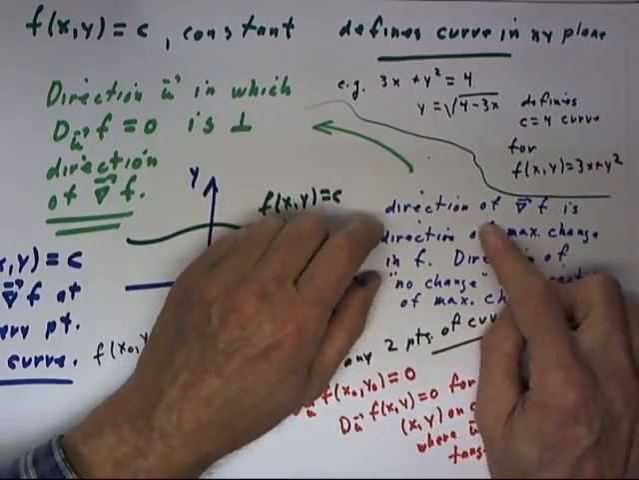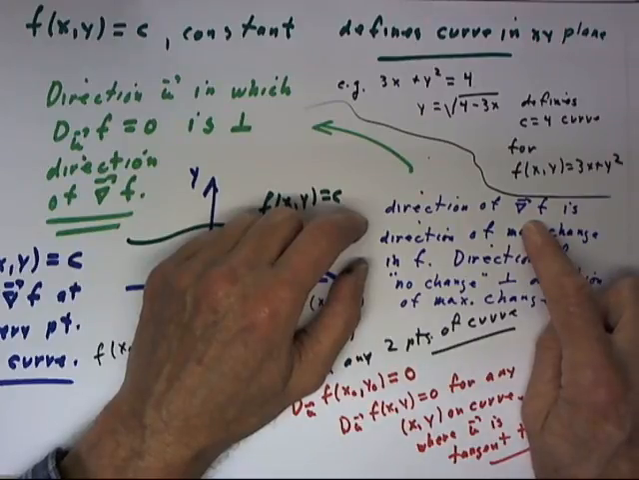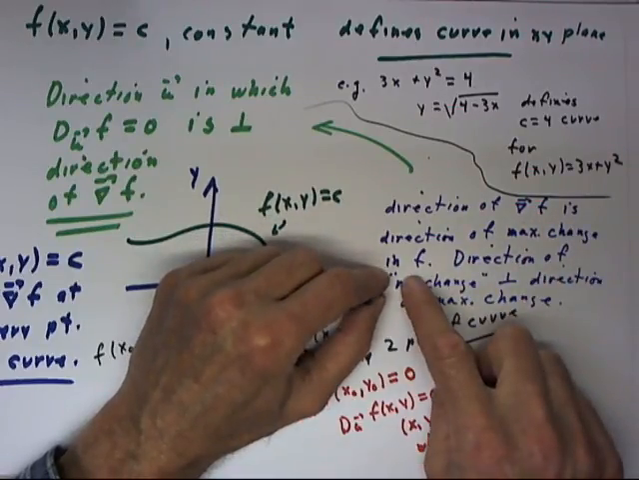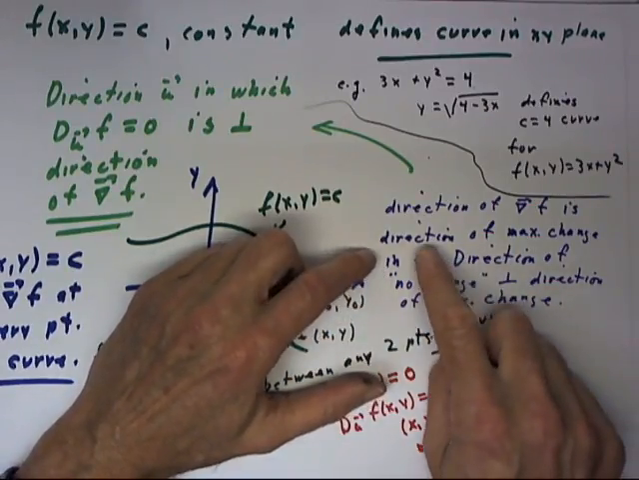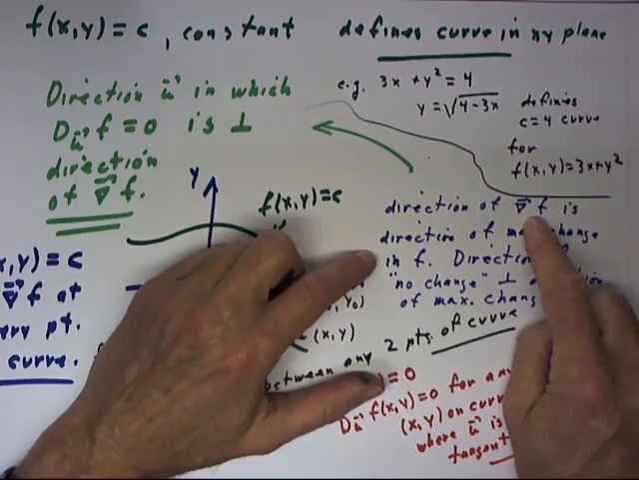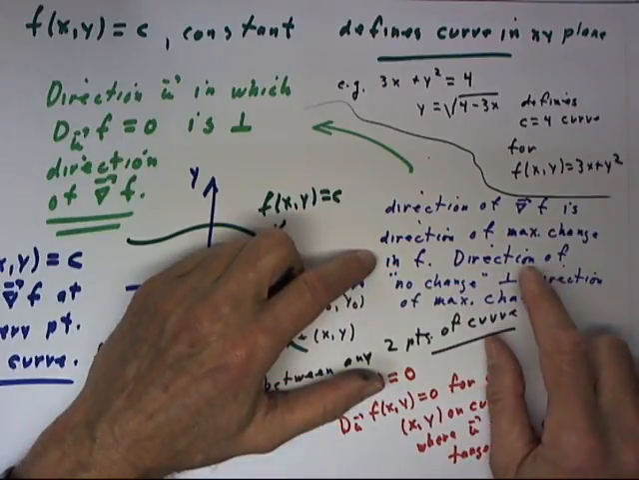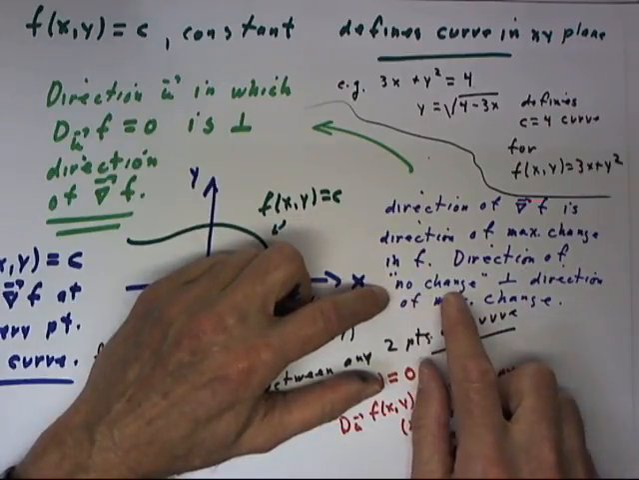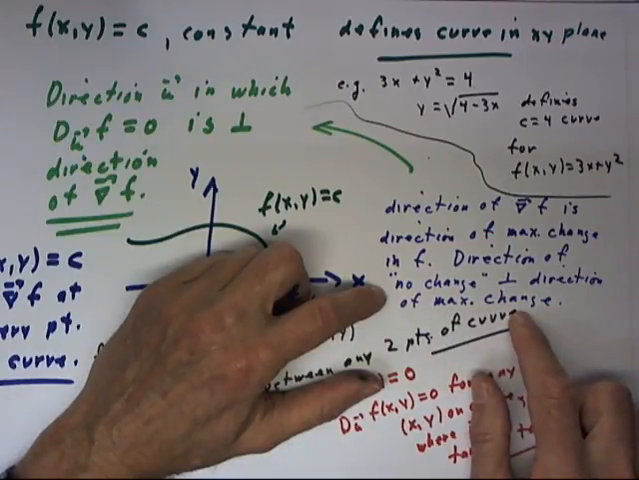Now again, relying a little bit just on plausibility, the direction of the gradient of f, the direction of del f, is the direction of maximum change in f, as we've seen. So if del f is the direction in which you have the maximum change, it's going to follow that the direction of no change is perpendicular to the direction of maximum change.